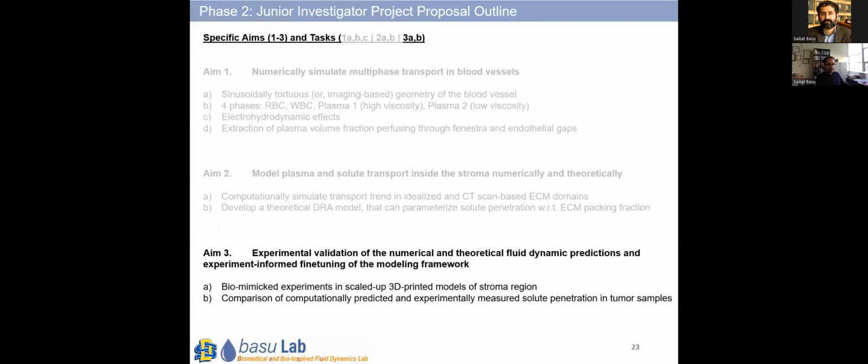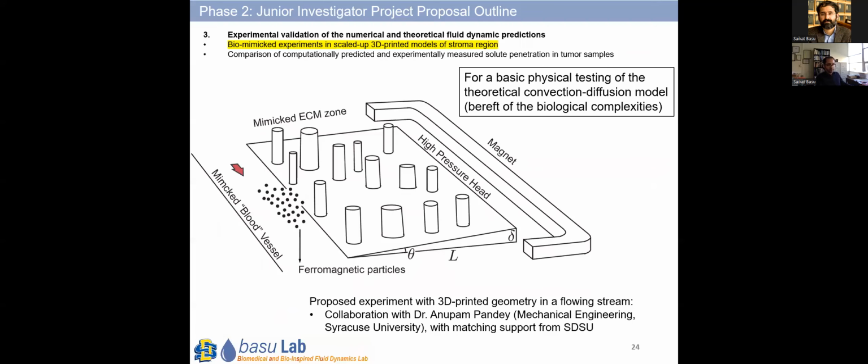The third aim is on validating the theoretical numerical approach and designing appropriate experiments to that end. The first experimental concept involves a 2D microfluidic mimicry of the simplest numerical setup with the opposing forces replicated through a hydraulic pressure head and a magnetic field. I do admit that this system is of course far removed from a tumor microenvironment, but the simple setup will serve for basic physical benchmarking of the mathematical convection diffusion approach.